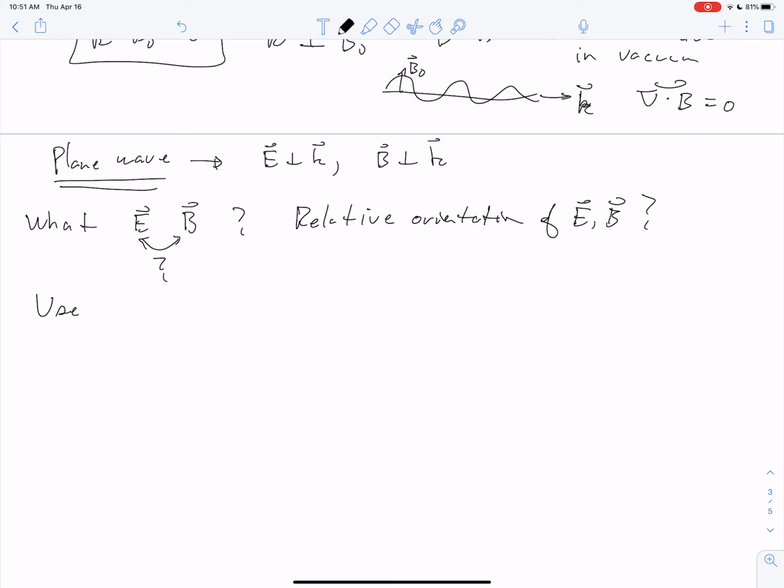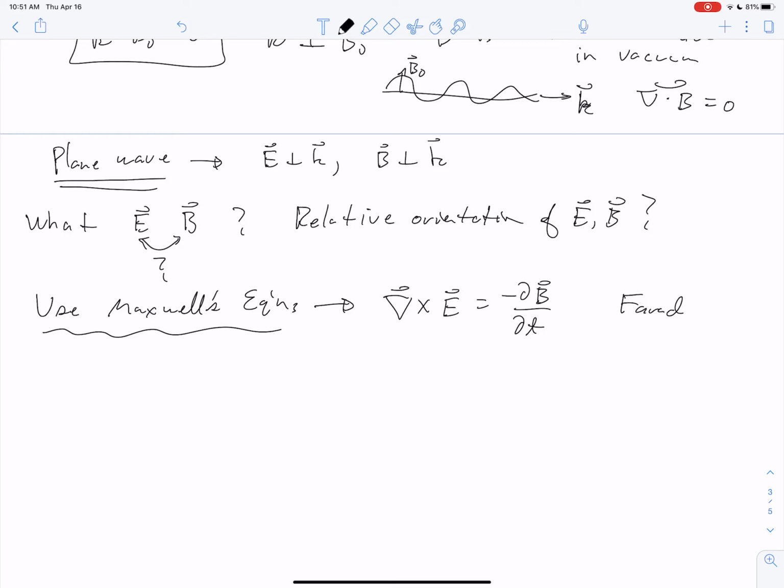It's so simple. Use Maxwell's equations. There are different ways to do it, but let's use Faraday's law: del cross E equals negative dB/dt. Faraday's law. And we use Faraday's law because it has both E and B in it at the same time.